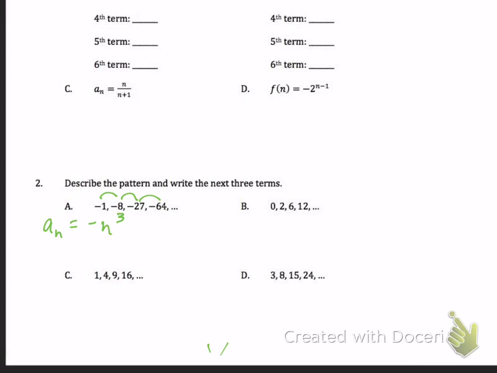So what is 5 to the third power? 125, and then you put a negative in front of it. 6 to the third, 216. 7 to the third, 343. Good. Okay, let's look at B. So this one is a little bit trickier.